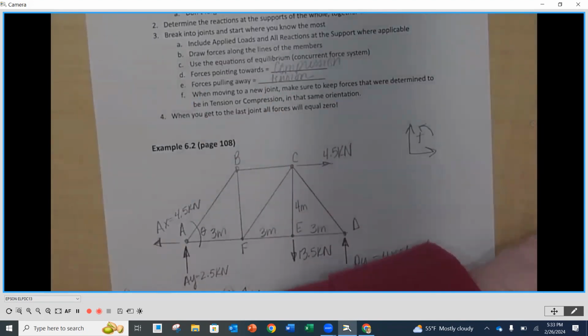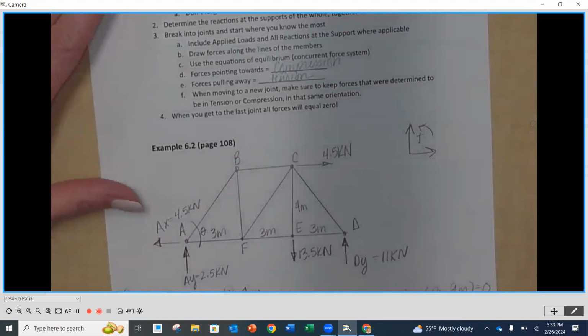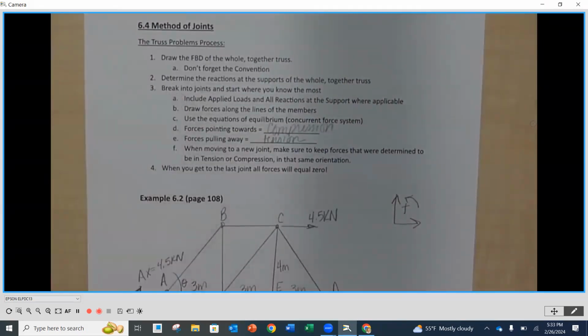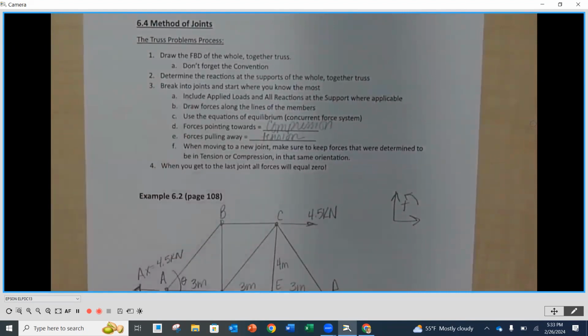And we are going to continue on. So by looking at our process at the very top here, you're going to notice we did numbers 1 and 2. We drew our free body diagram as a whole, kept everything together, and then we determined the reactions at the supports of our whole truss. Now we're going to break down and look at each one of the individual joints.